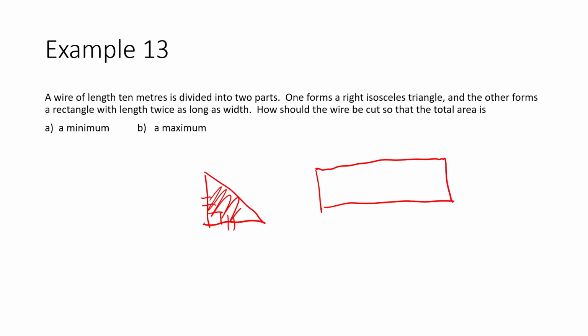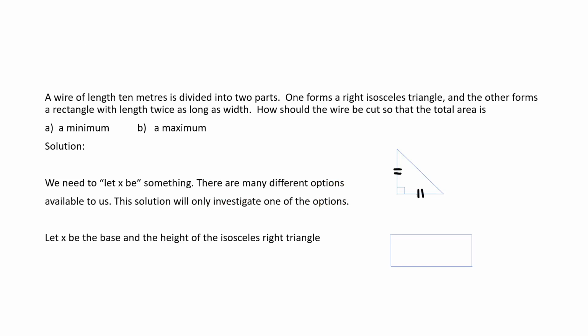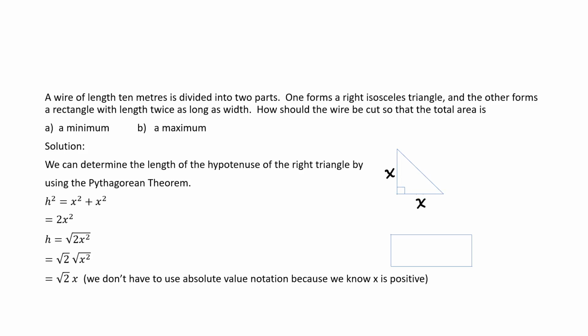Now we want to know how to split it so that this total area is a minimum, and then also how to split it so the total area is a maximum. Well, we need to figure out what x should be. So there are different options here. Let's let x be the length of that side that is represented twice in the isosceles triangle. So we've got x along both of those sides of the isosceles triangle.